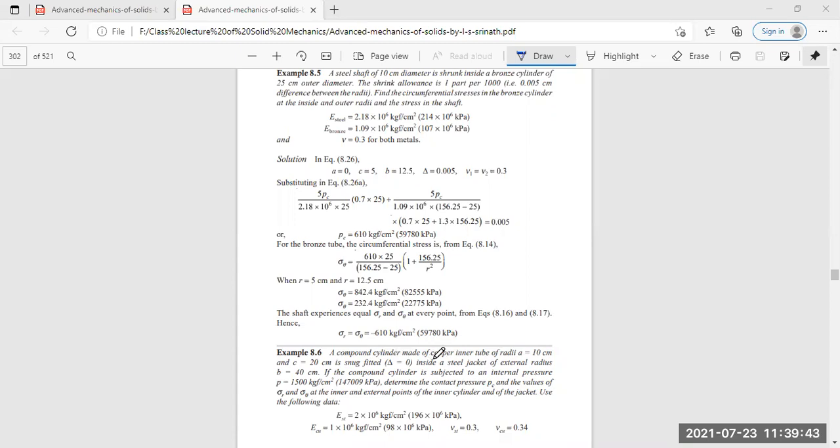So we are fitting the copper inner tube inside a steel jacket of external radius, say, 40 centimeter D. So what we have are three dimensions. One is the internal dimension, 10 centimeter, and the outer dimension of the copper tube is equal to 20 centimeter. And as it is snug fitted, the internal diameter of the steel tube is also 20 centimeter, and the outside diameter of the steel tube is 40 centimeter itself.